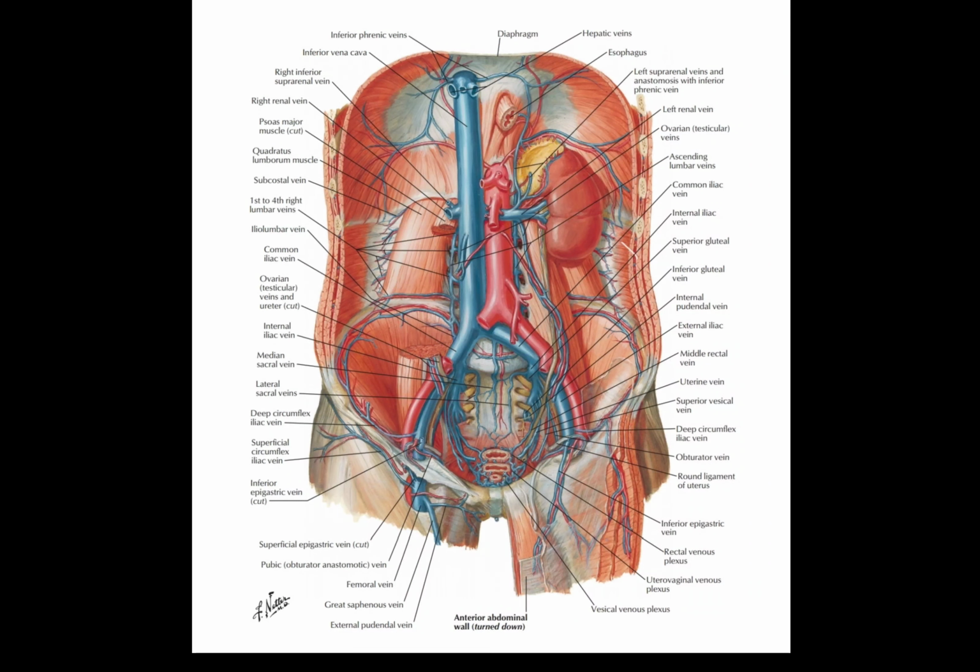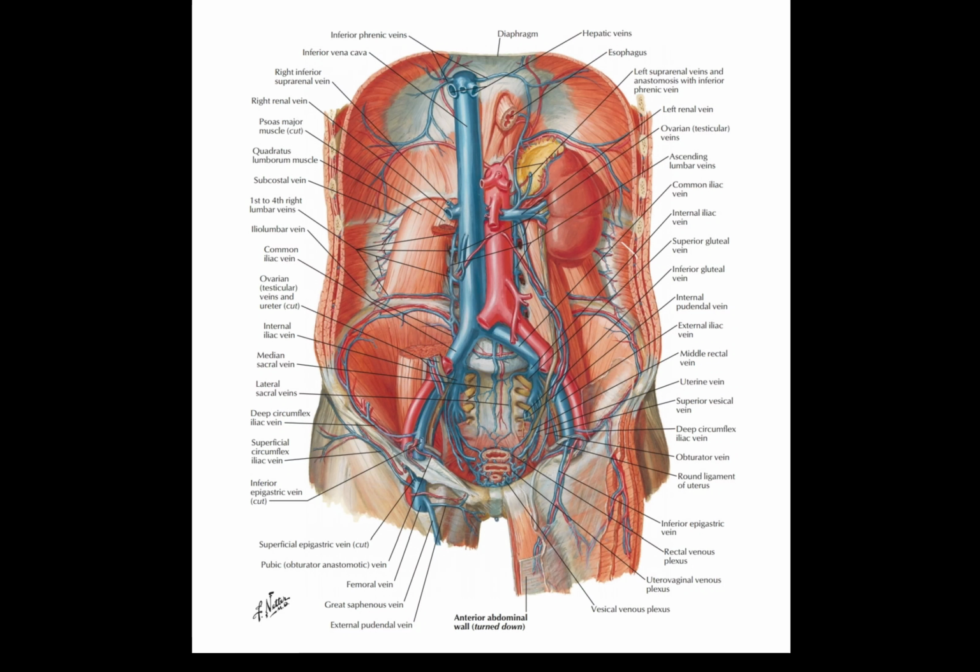So as I told previously, at the level of lumbar 5, the 2 common iliac veins unite to form the inferior vena cava at the level of L5 vertebra, and then it takes the third and fourth lumbar veins of both sides, and the right gonadal vein, right suprarenal vein, right renal vein, and 3 hepatic veins and inferior phrenic veins of both sides.